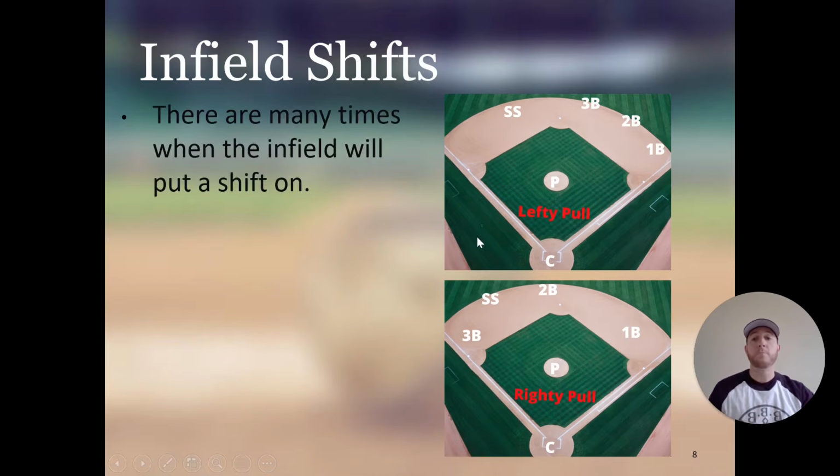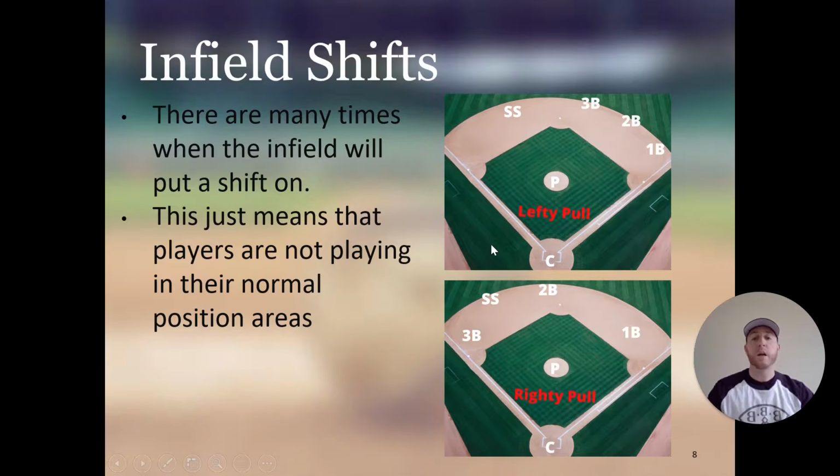So there are many times when the infield will put a shift on. And this just means that players are not playing in their normal position areas. So as you can see, the lefty pull, the lefty hitter here, let's say they are known for hitting it to the right side, and that's all they do. They just hit it to the right side, right side, right side, right? The defense, they might put a shift on where they know that this hitter is not going to hit it to the left side down the third baseline. So they're going to bring the third baseman all the way over here and play in this area here.